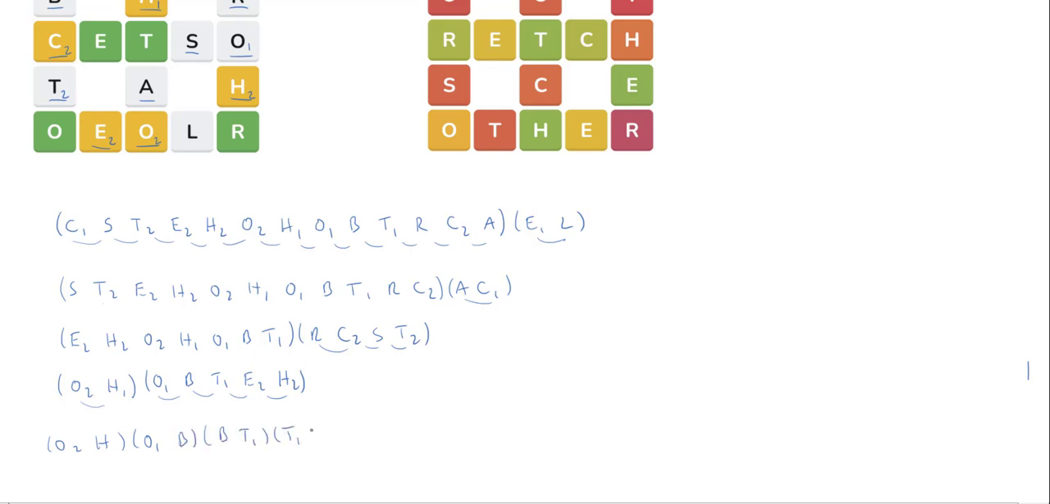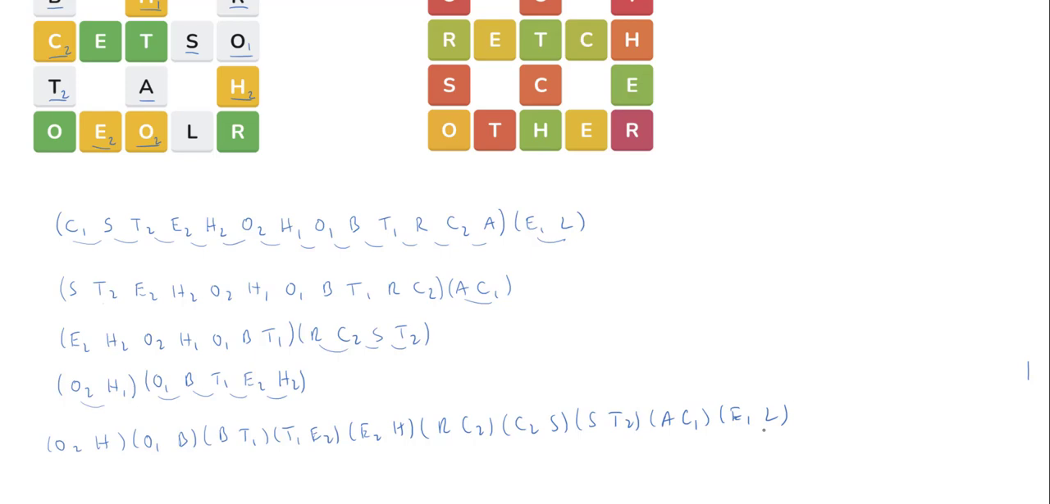BT1, T1E2, E2H, RC2, C2S, ST2, AC1, and E1L. Okay, so this is a winning combination. Okay, that's the good news.